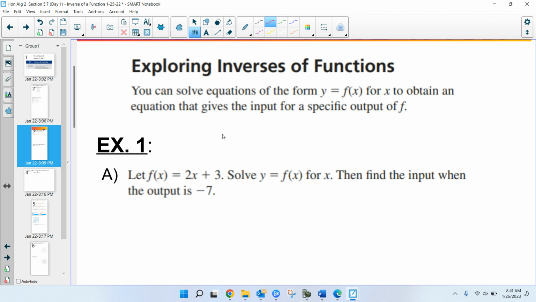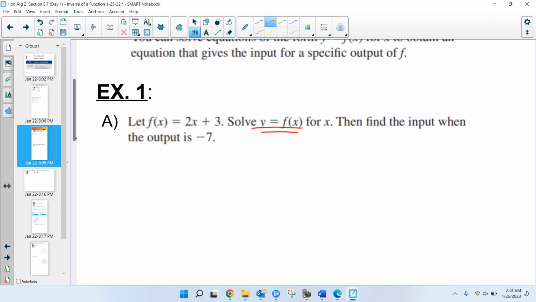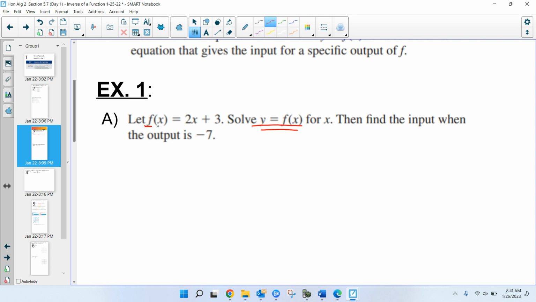Let f of x equal 2x plus 3. Solve y equals f of x for x, okay? So what they want us to do, they're saying y equals f of x. So most people feel more comfortable putting a y in here instead of f of x. And the directions say to solve for what? Solve for x, yeah. How do I solve for x?